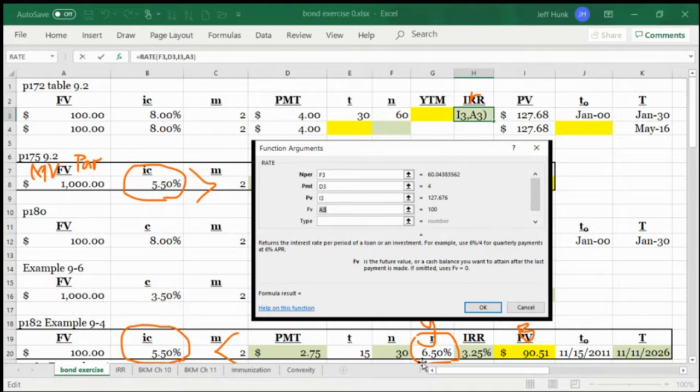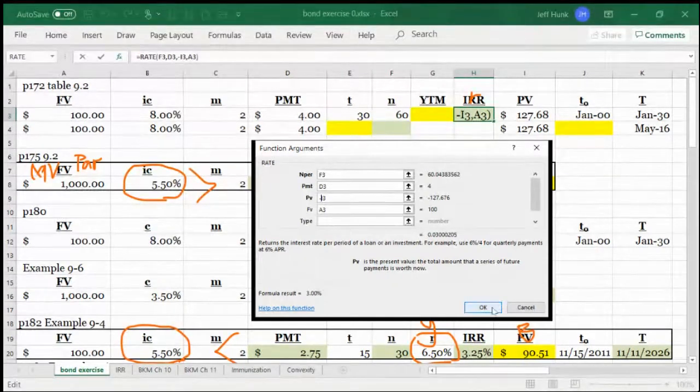So you understand what goes on here. There must be something that has to be expressed as negative, and the negative one is the present value of the bond, which is the cash outflow. So I'll make this negative, okay?